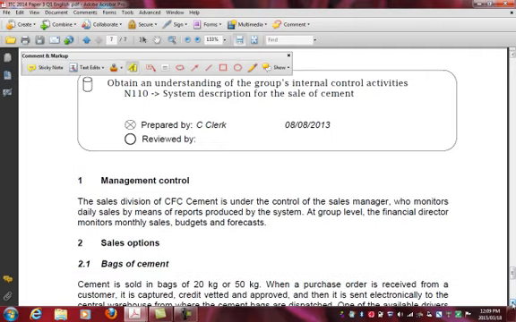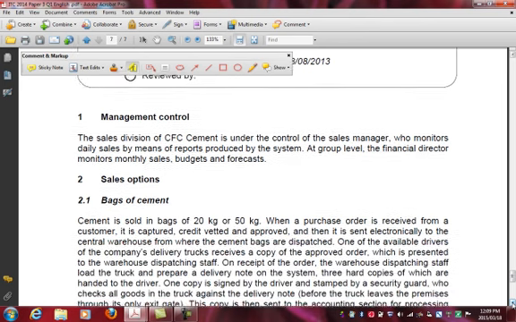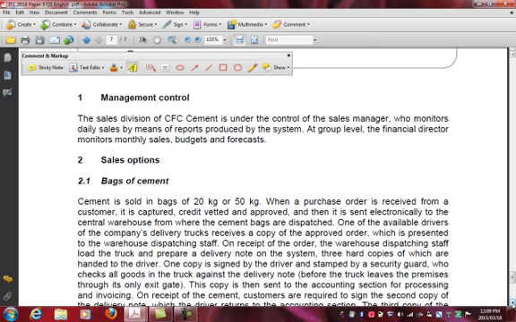Then the last work paper we're going to have a look at is the systems description for the sale of cement. Management control. The sales division of CFC Cement is under control of the sales manager who monitors daily sales by means of reports produced by the system.